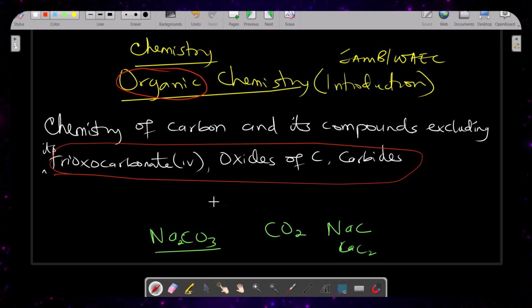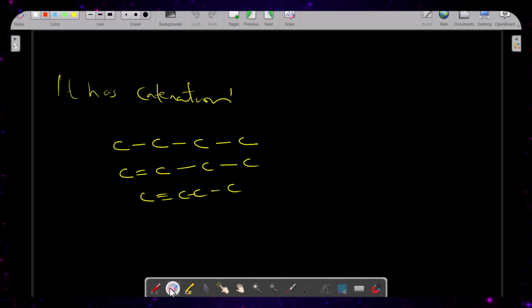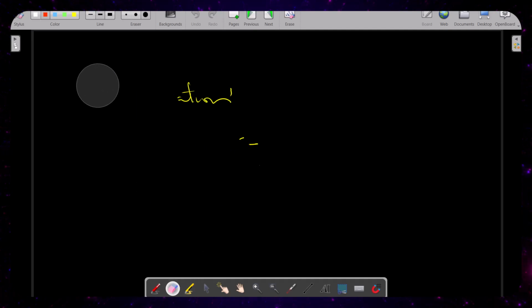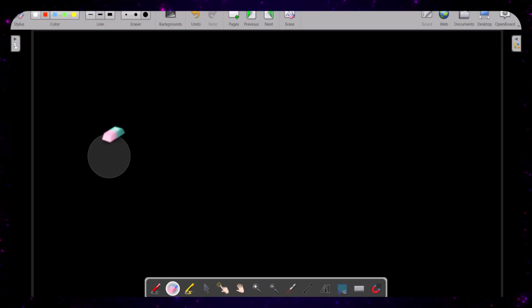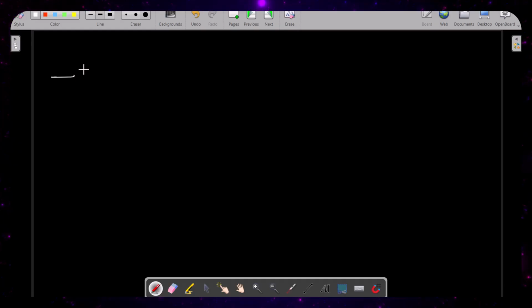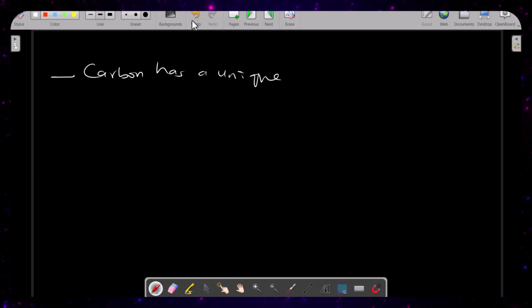Now, we basically have to remember that carbon has one unique feature. What feature does carbon have? Carbon is the only element that has the ability to form straight chains, to bond with itself. So it can bond with itself, a unique property.